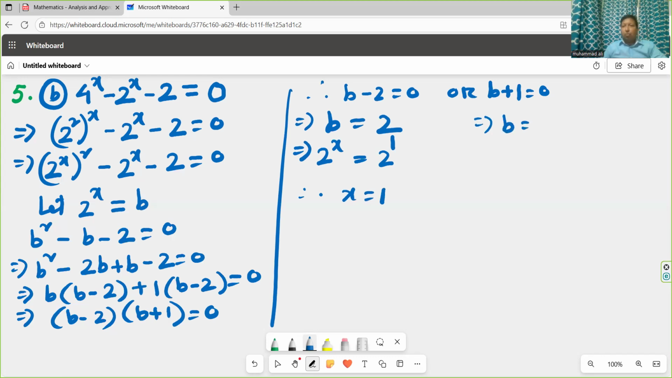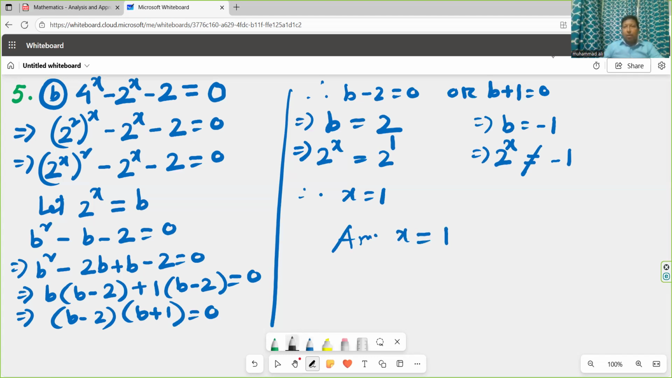Here b equals minus 1. b equals 2 to the power x, but an index form can never be equal to a negative. So 2 to the power x is not equal to minus 1. An exponential function can never be equal to a negative. So our answer will be x equals 1.